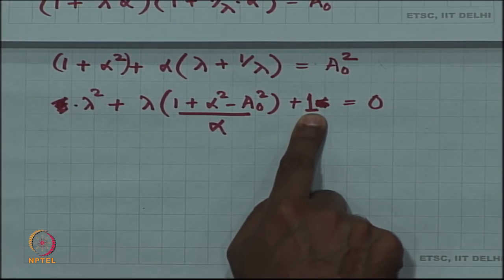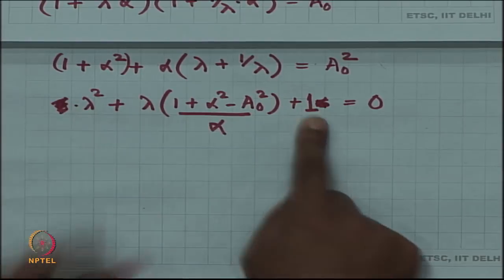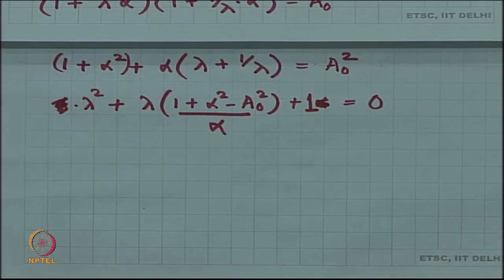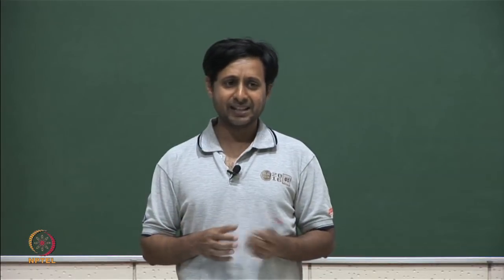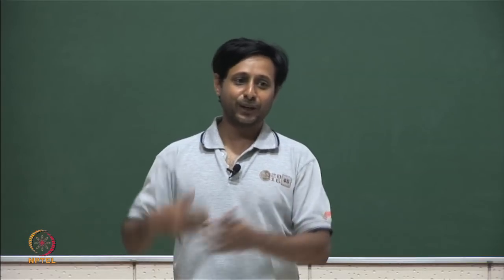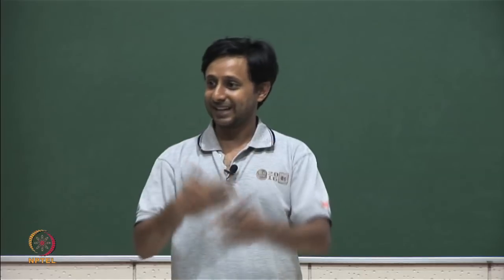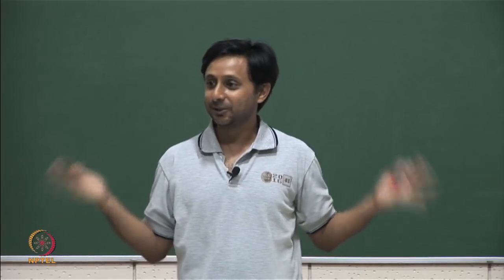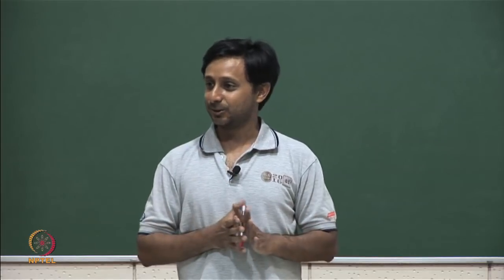right. Both these coefficients are 1. So, the product of the two roots is going to be equal to 1, which means I am going to solve for lambda and 1 by lambda at the same time, right. After all, what is lambda? Lambda is the ratio of omega 2 and omega 1. Which frequency you choose as omega 2, which as omega 1 is up to you. So, both solutions are equally good, right. If they are 1 by each other, then they are equally good solutions, right.